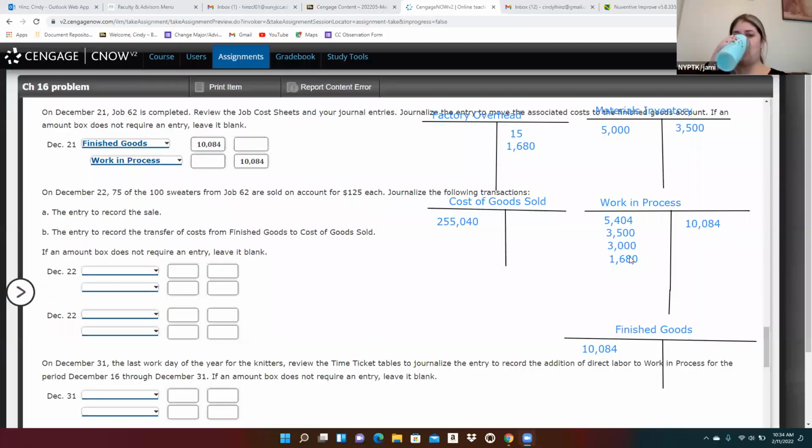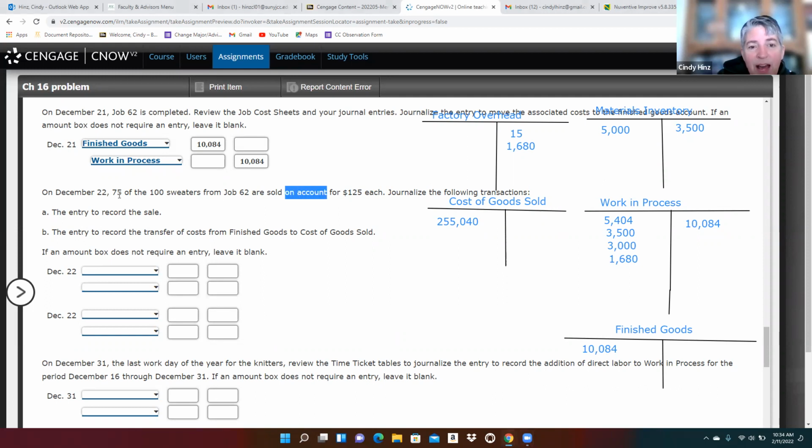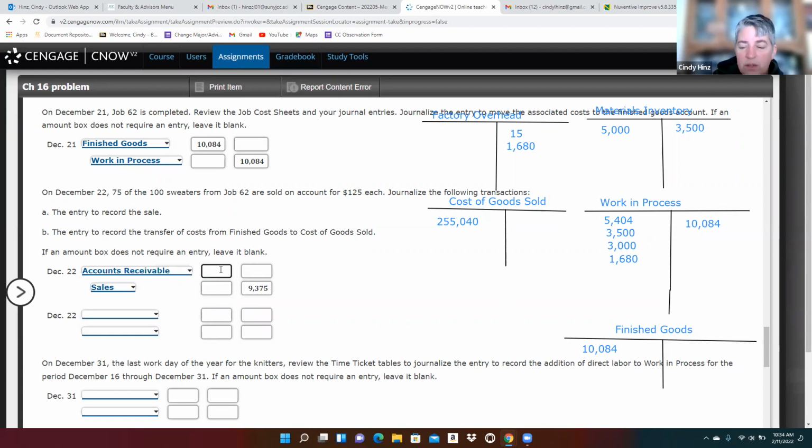Go ahead. So what we have next is we actually sold part of the job. And so we're asked to record in our first journal entry here, the sale. So it says they were sold on account. We sold 75 of the sweaters for $125 each. So our sales, or our revenue, would be for the 75 sweaters times $125. Our revenue from that sale would be $9,375. And it was sold on account. So the debit side would be to accounts receivable.